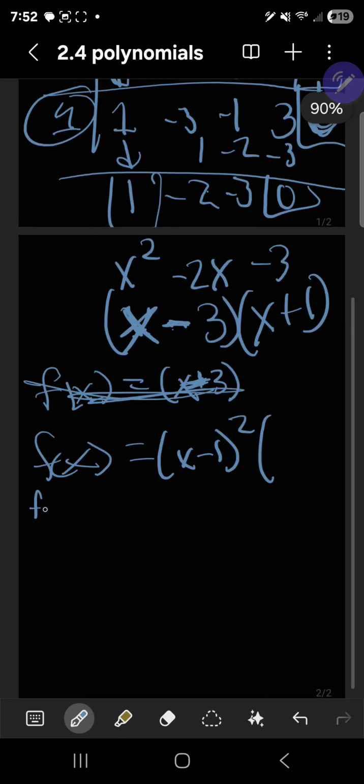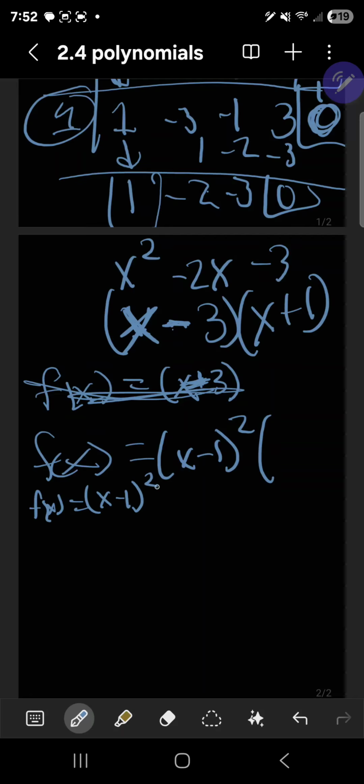F of x equals x minus 1 squared times x plus 1 for this x plus 1 right here, times x minus 3. The minus stays the same. These ones you don't flip, those ones you do, because it's already in the equation, right? X minus 3. Then we have to graph this thing.